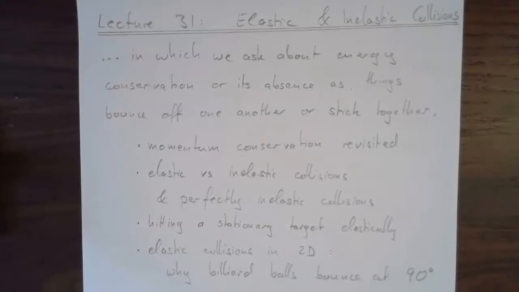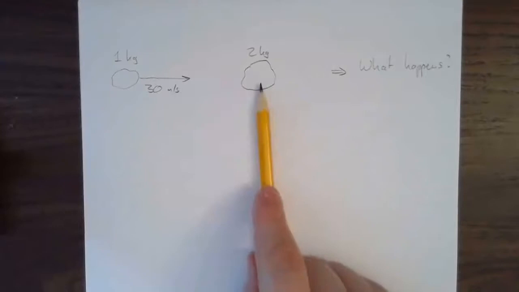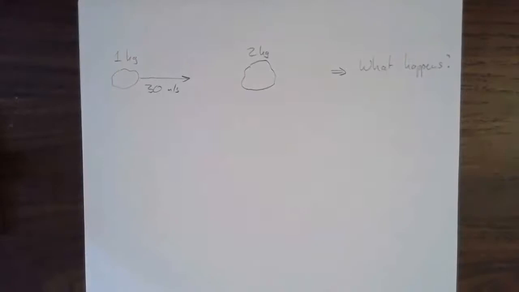So here's the situation. Imagine there's a mass, some kind of lump of stuff of one mass, 1 kilogram, going 30 meters per second, and it's going to hit a different second mass. It's 2 kilograms. Right now, that's just sitting there, just to keep things simple. What happens? Well, we know momentum is conserved. That's crucial.